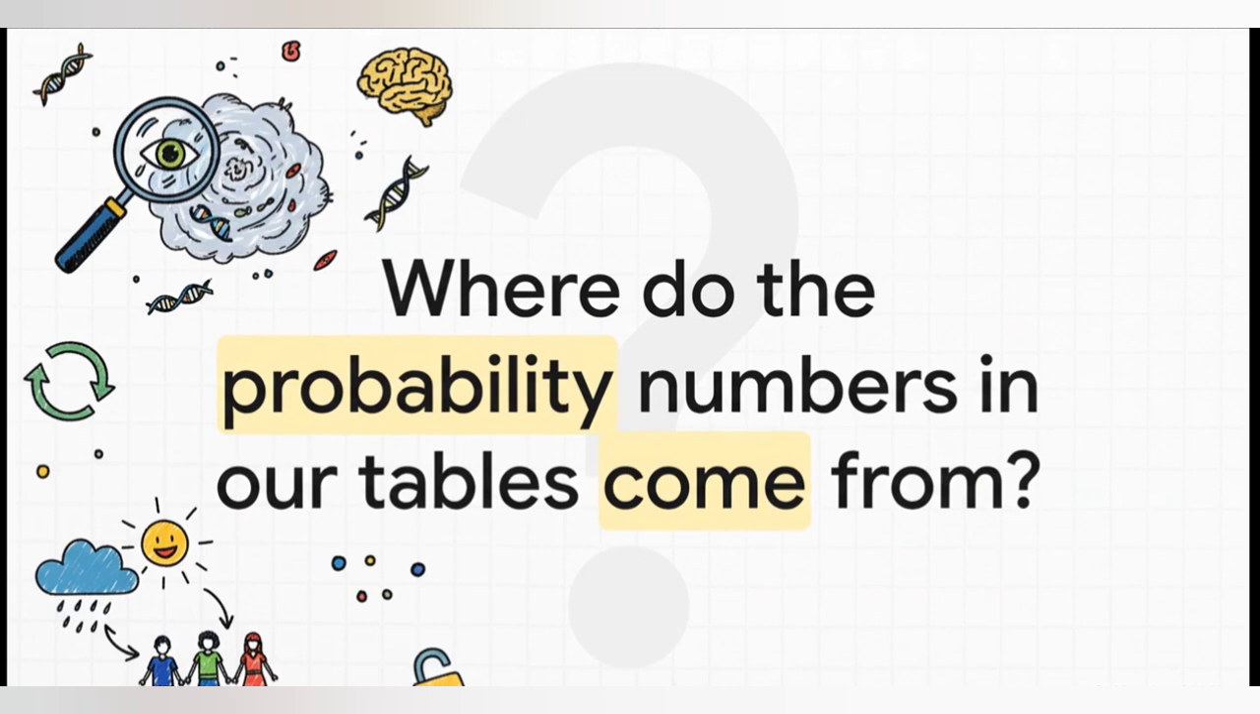Now, you might be thinking, okay, this is all great, but wait a minute. Where did we get those probability numbers for the tables in the first place? For the weather, sure, Neha might have some past data to go on. But for DNA, where do you even start? We have to train the model.